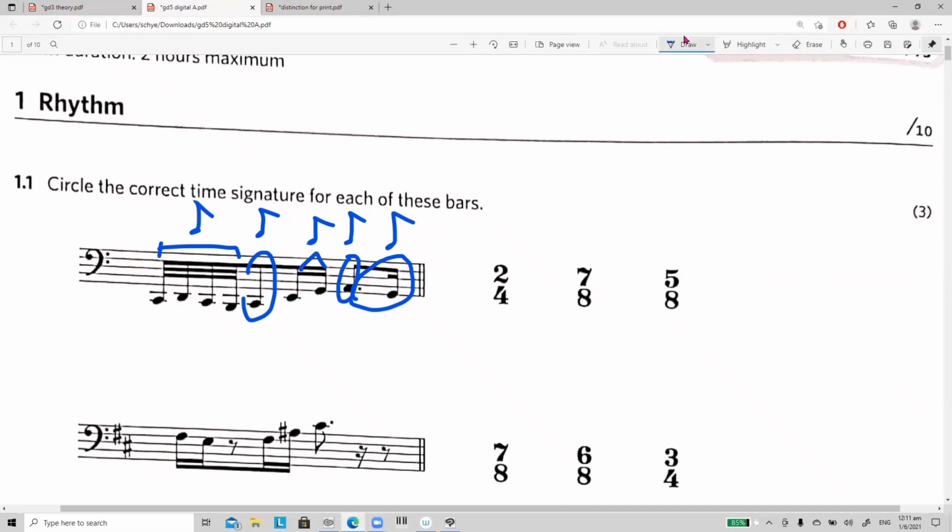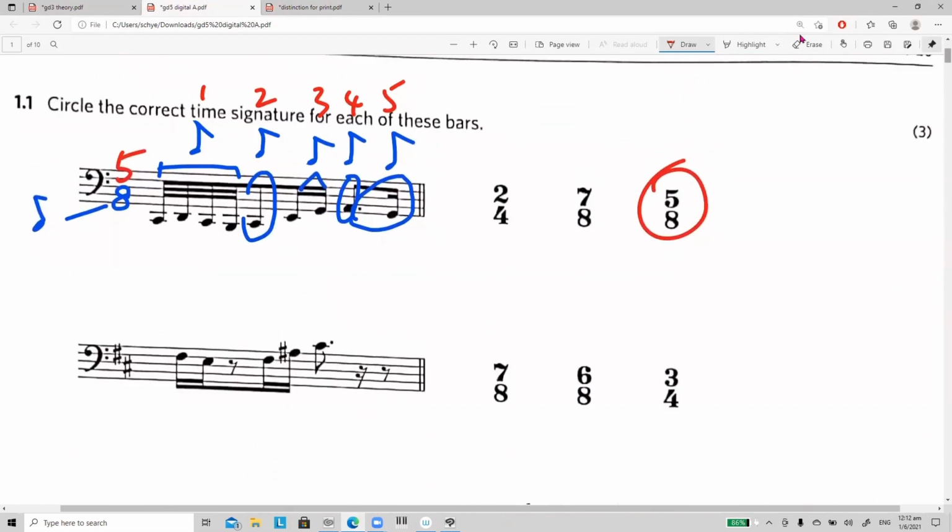Okay, when you cannot count it in crochet beat, it's because one of the crochets is incomplete. Okay, the crochet beats are all incomplete. So you can only count in quivers, which means the number down here will be 8 because 8 represents quiver. So how many quivers do you have here? Let's count 1, 2, 3, 4, 5. So in this case, this is 5/8, okay, 5 quivers. Let's look at the next example.